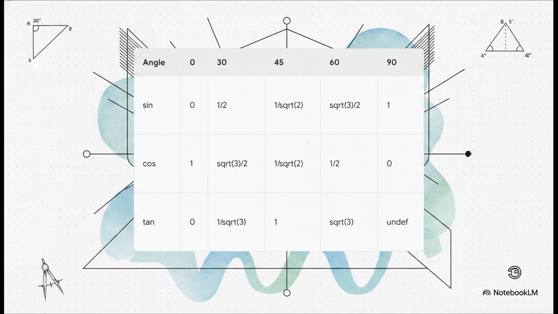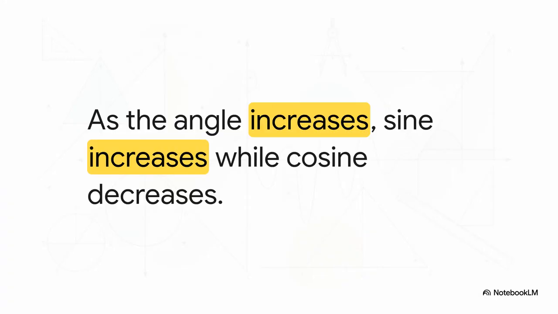Having these specific values mapped out is a huge time saver. It means you don't have to calculate them from scratch every single time. They are fixed, super reliable properties of geometry. But wait, notice the hidden pattern within that data.